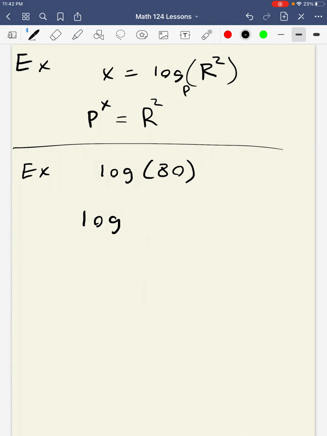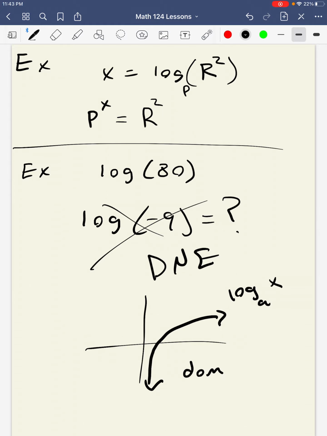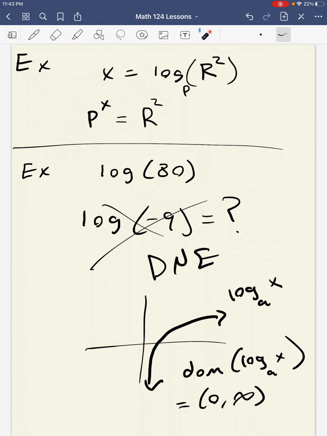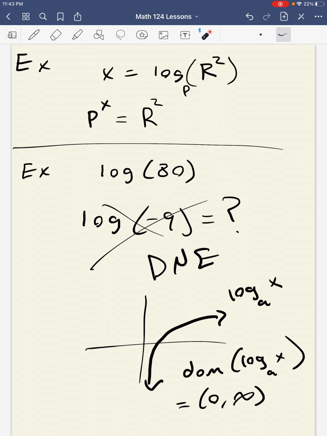You also may encounter some trick questions like something like this. And this is obviously a trick question. It does not exist. Because just think of the graph here. The graph of a log function looked like this. So notice the domain of a log function, the domain is 0 to infinity. You cannot plug 0 or negative numbers into logs, because just looking at the graph, it's undefined over here. So you may see a few trick questions in the homework.